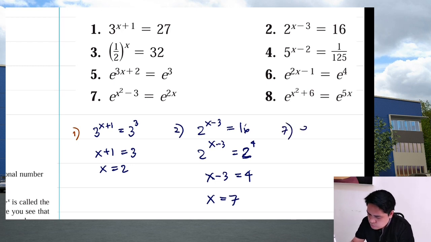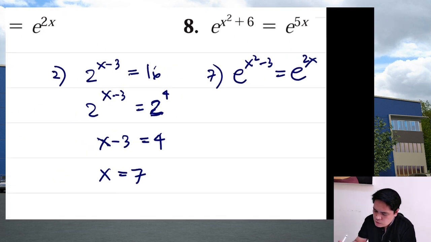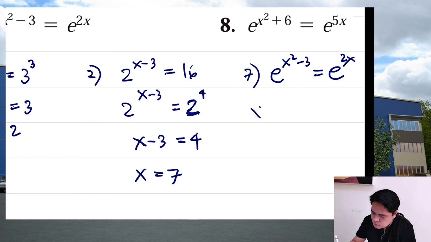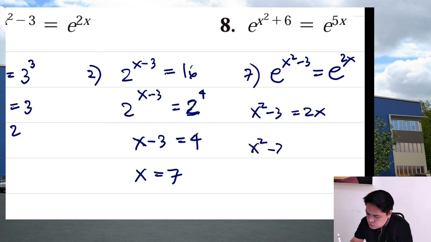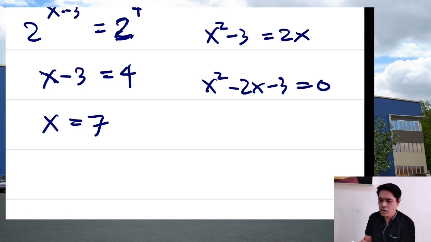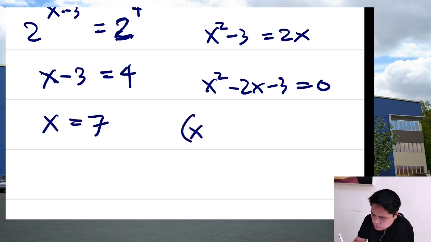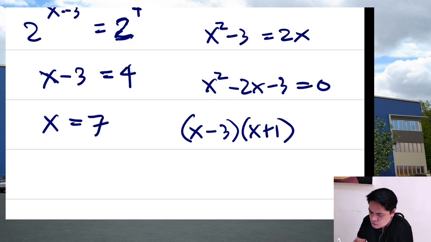Let's try number 7. Exponential x squared minus 3 is equal to exponential 2x. So same base naman, that means the exponents are the same. X squared minus 3 is equal to 2x. And if you observe, this is just a quadratic equation. X squared minus 2x minus 3 equal to 0. Then you proceed to factoring. So ano yung pwede natin factor sa kanya? X minus 3 and x plus 1, di ba? Because negative 3 plus 1 is negative 2.